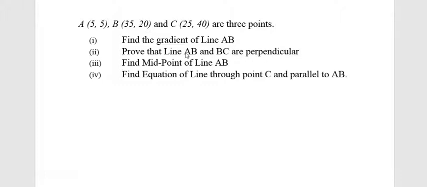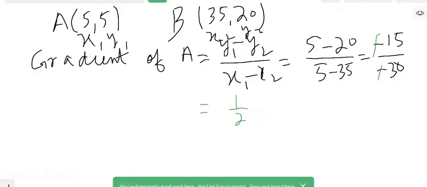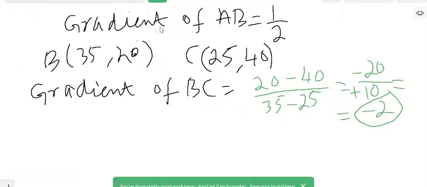To prove that two lines here AB and BC are perpendicular, we have to find the gradient of both lines. We have found the gradient of AB. Now we have to find the gradient of BC. So this is point B and this is point C. Again, we use the same formula of gradient, and after simplification, the gradient of line BC is -2.